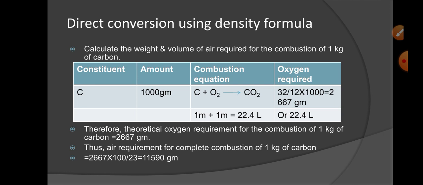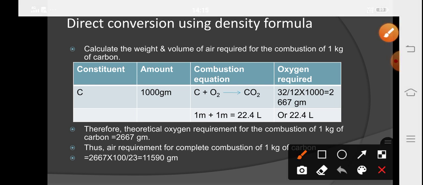Let us solve one more numerical. Calculate the weight and volume of air required for the combustion of 1 kg of carbon. So here 1 kg of carbon is our fuel and we have to calculate the weight as well as the volume of air required. So here the constituent is only carbon. Its amount is given as 1 kg, so we can convert it into 1000 grams. The combustion equation is written here.